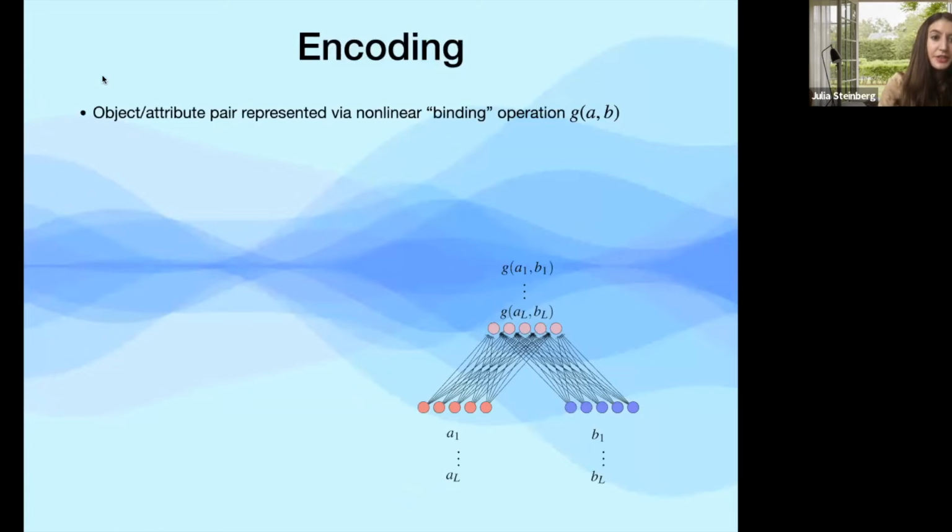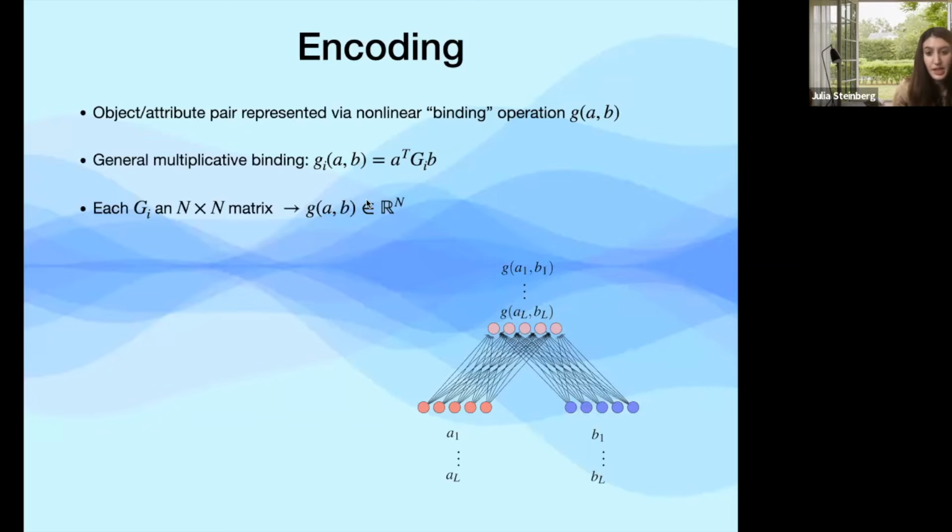So, for the encoding, basically, you can think of the object attribute pair being represented via some nonlinear binding operation. The details of this binding operation don't have to be as specific as I present, but in general, you can do it through a collection of matrices for each element of this new vector you're trying to come up with. You're representing the contextual representation.